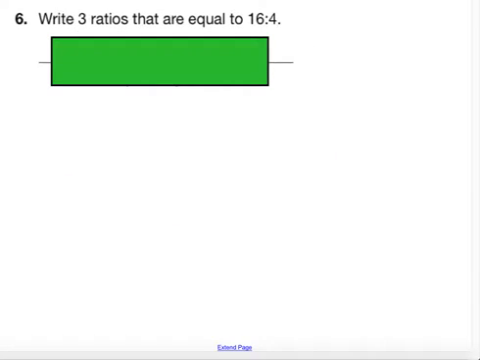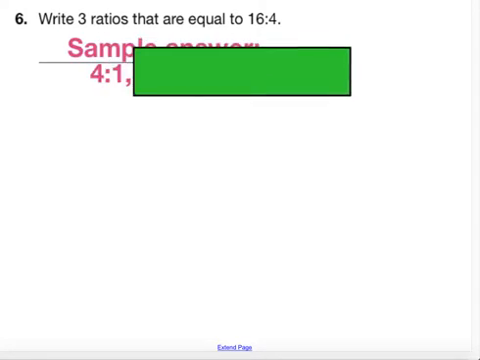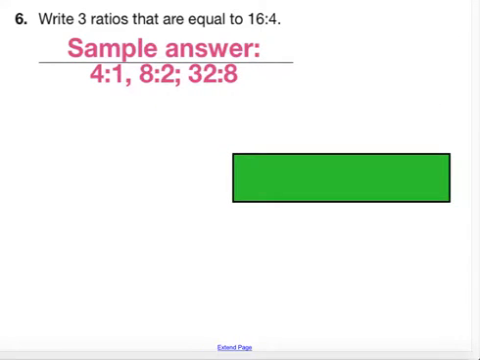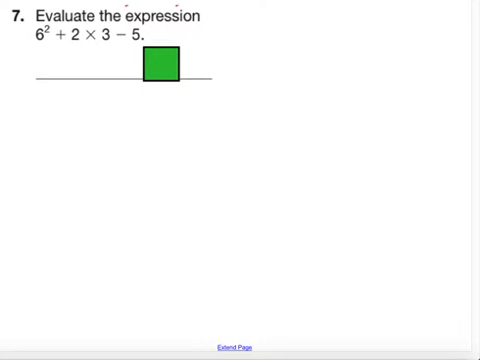Number 6, they want you to write the ratios that are equal to 16 to 4. You could come up with a number of different ratios as long as they are equivalent. Number 7, they want you to evaluate the expression. When you evaluate this expression, you will follow the order of operations, which means the first thing that you do will be 6 to the second. 6 times 6 is 36.